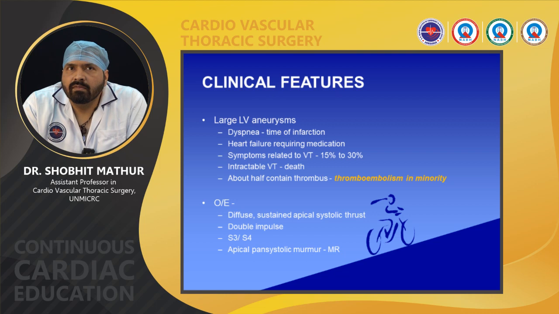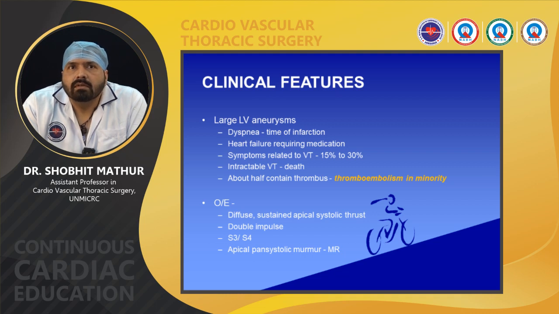Dyspnea will set in at the time of infarction. Heart failure requiring medication. 15 to 30% will have VT. Sometimes intractable VT can lead to death. Half of the aneurysms contain a thrombus, but embolism only happens in a minority. The reason being the thrombus mostly gets organized and it may get calcified also, so it doesn't embolize.